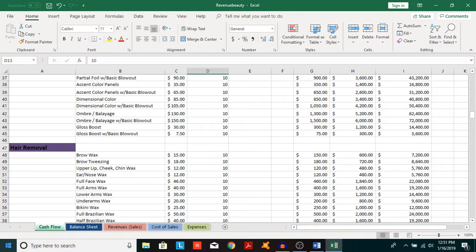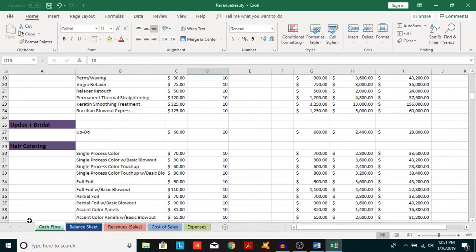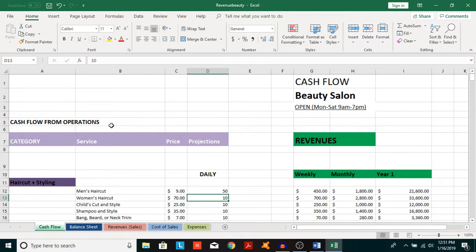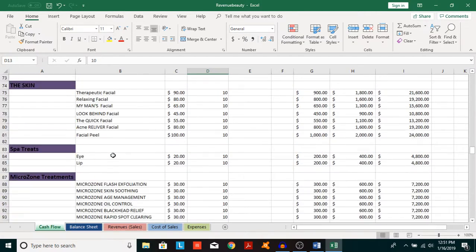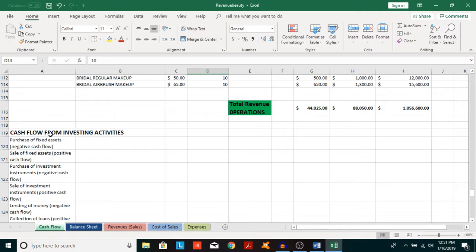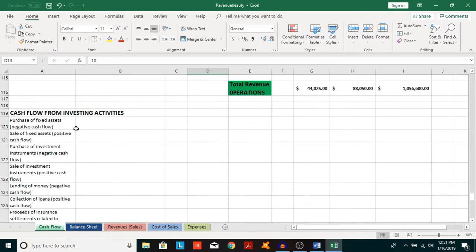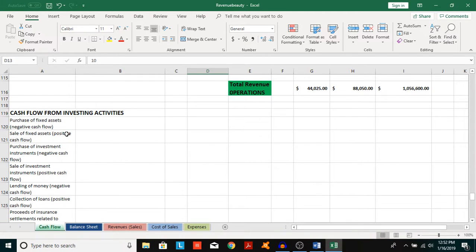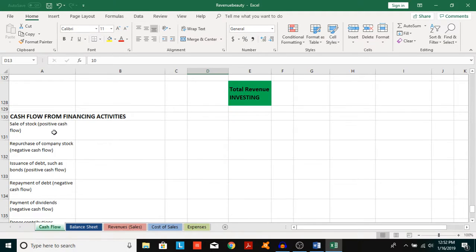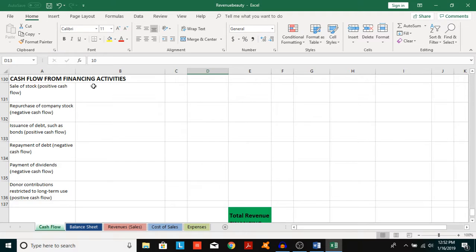The 3 components of a cash flow statement are cash flow from operations, as we discussed, your categories, your services, and your price. Second area is cash flow from investing activities. As you can see, these are not filled out because we don't know which investment activities you will have. You can work with these once you get the understanding of them and go with your accountant should you have these activities. And the 3rd section is cash flow from financial activities, and we will go over those.